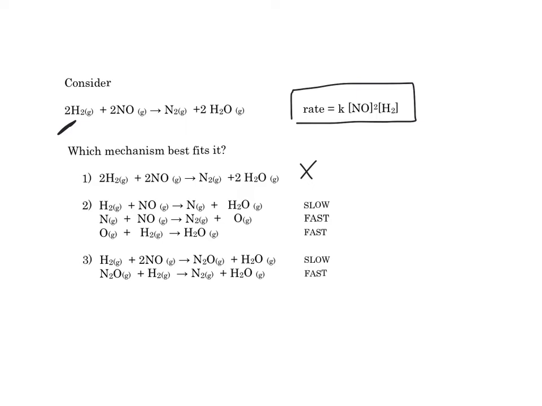So we know that the slow step contains NO and H2. The coefficient in front of H2 is 1. The coefficient in front of NO is 2. So look for the slow steps.